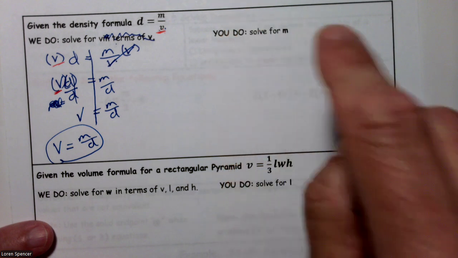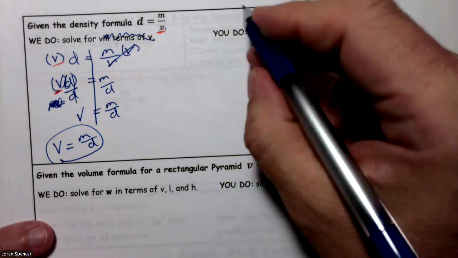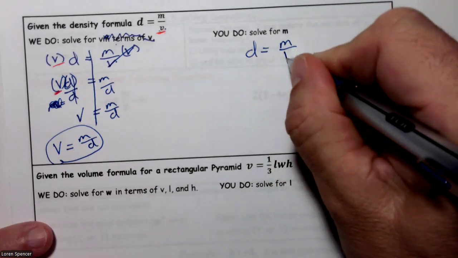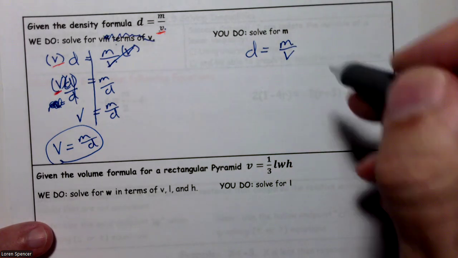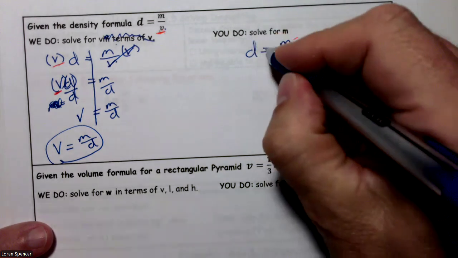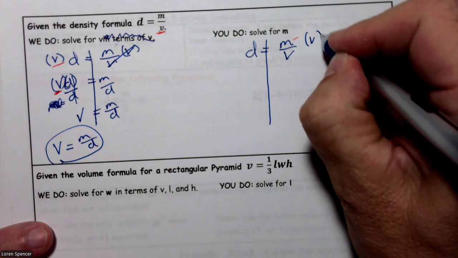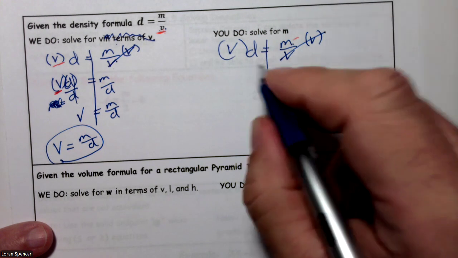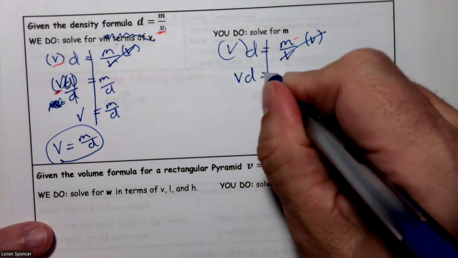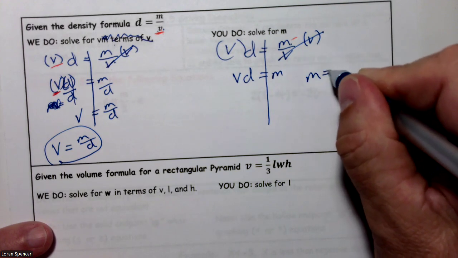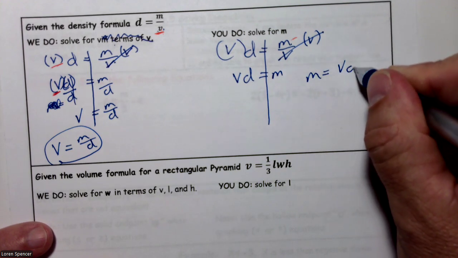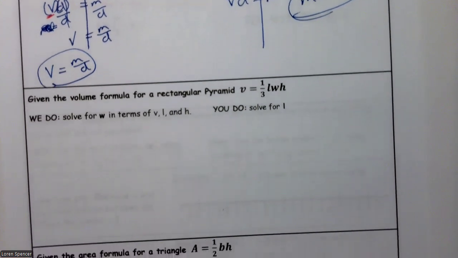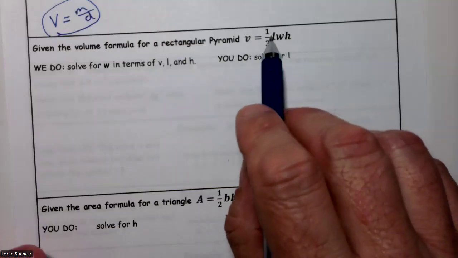This one's so easy. We actually already solved it while we were solving the other problem, so it should be very, very quick. D equals M over V. Oh, I want the M by itself, but it's being divided by V. So I need to multiply both sides by V. The V's go away. And now I end up with VD equals M. And that's the answer I was looking for. M equals VD. All right. The next one, we're supposed to solve for W.